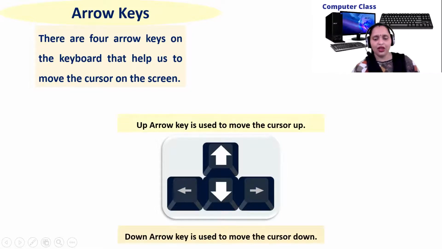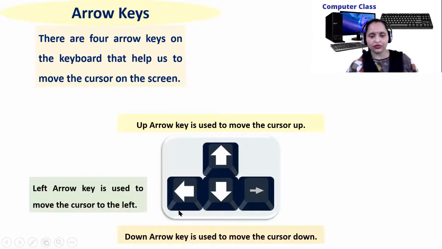Next. You can see this arrow is pointing downwards. It means this arrow is known as the down arrow key. The down arrow key is used to move the cursor down. For example, my cursor is here and then I press this down arrow key. Immediately my cursor will come in the next line. Okay, children? Now next.